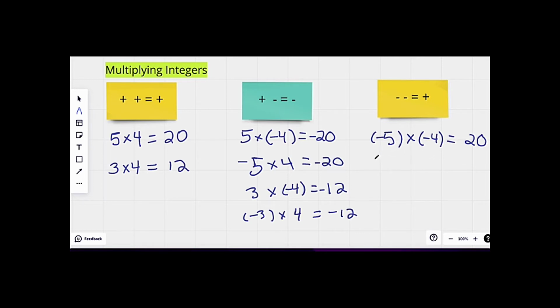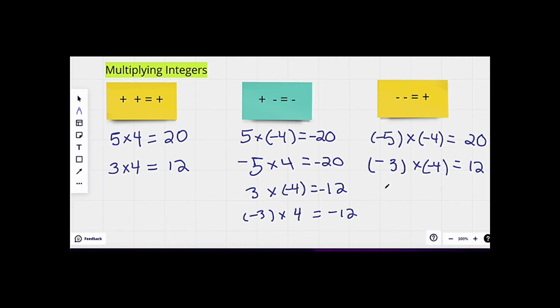What if we had negative 3 times negative 4? Again, we look at our signs. Our signs matter. Our answer will always be whatever that multiplication gives us. So 3 times 4 is 12. It's a matter of the signs. Is it going to be a negative 12 or a positive 12? Well, we've got a negative times a negative equals a positive, so it's going to be positive 12.